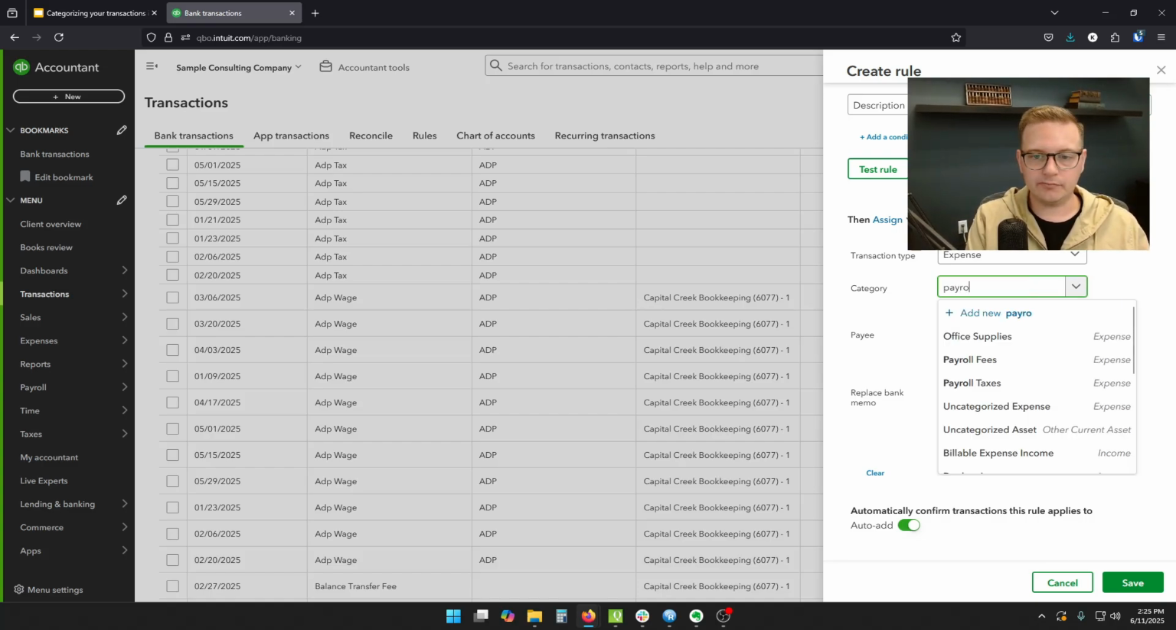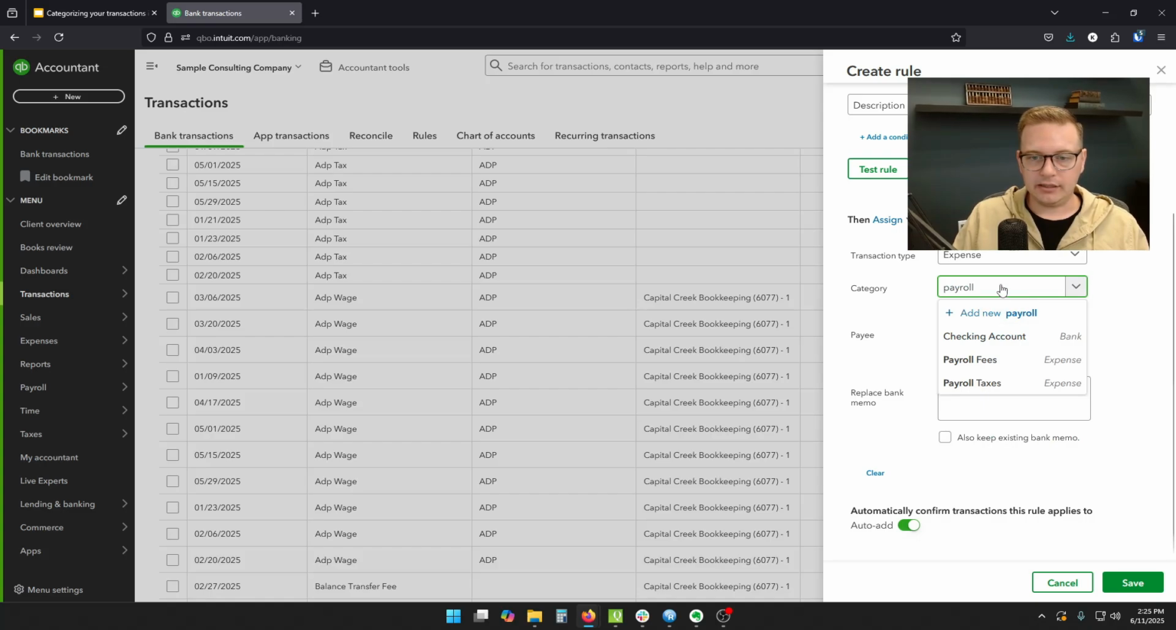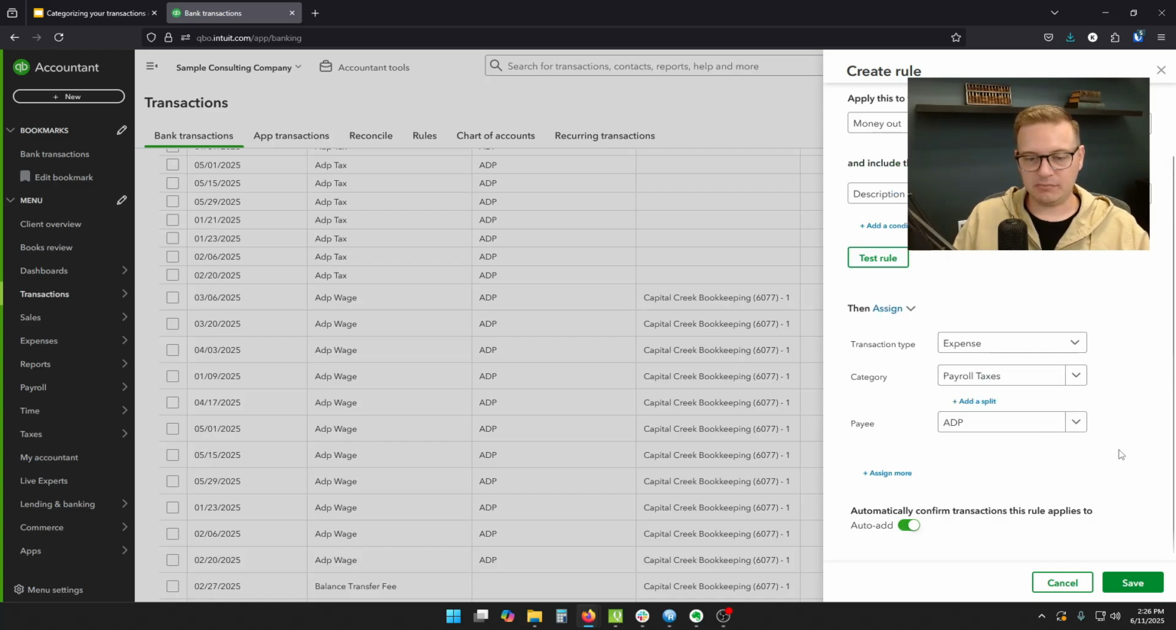So payroll. I guess I don't have payroll wages, but you get the idea. Payroll taxes. And then have the payee be ADP and replace the bank memo. Now I suggest actually to keep the existing bank memo. I don't even know if I would append anything to it. Just keep the existing bank memo.